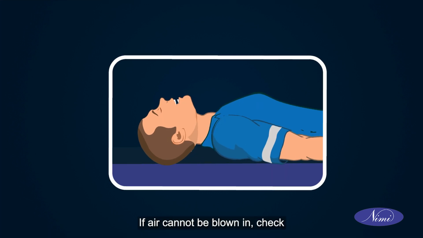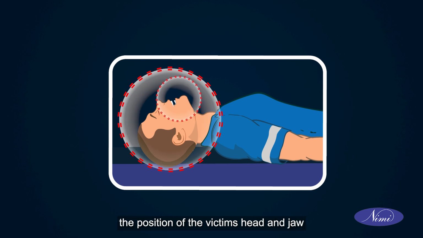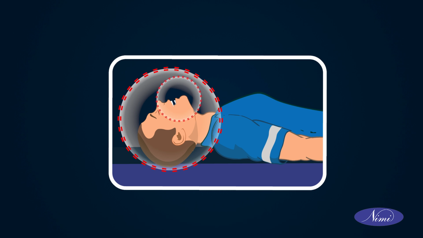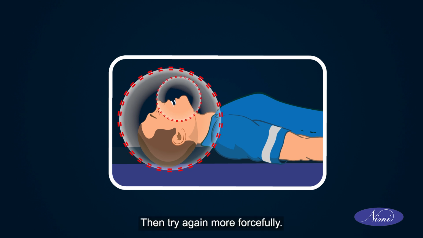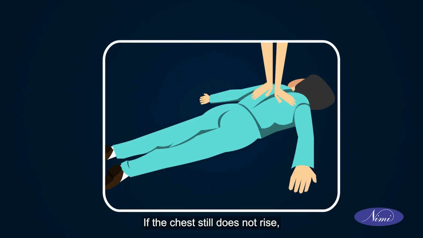If air cannot be blown in, check the position of the victim's head and jaw and recheck the mouth for obstructions. Then try again more forcefully. If the chest still does not rise, turn the victim's face down and strike his back sharply to dislodge obstructions.